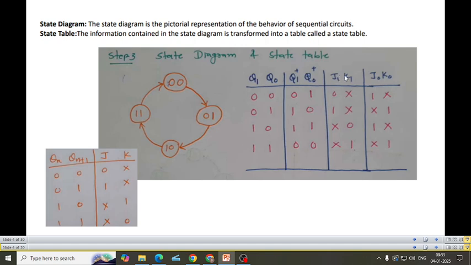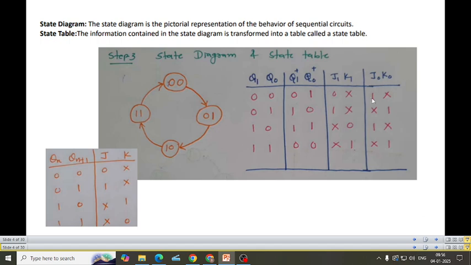Now come to J1 K1. How will you fill J1 K1? I need to see Q1 Q1 star. If Q1 is 0, Q1 star is 0, what is the output? 0 and don't care. Then 0 1 gives 1 and don't care, 1 1 gives don't care, 0. Finally it is 1 and 0, which gives don't care, 1.